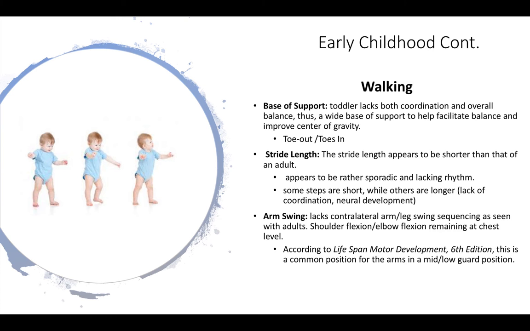We also see with stride length that they're usually shorter in length versus the adult, and lacking, of course, rhythm and coordination, and that's just due to lack of coordination and neurodevelopment. We also see with the arm swings a lack of contralateral arm-leg movement as seen with the adult.